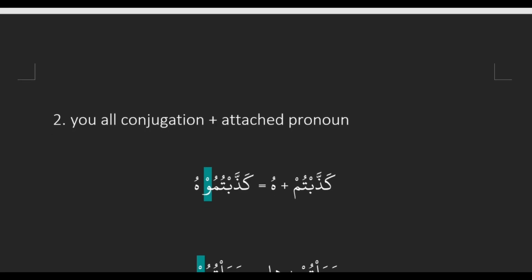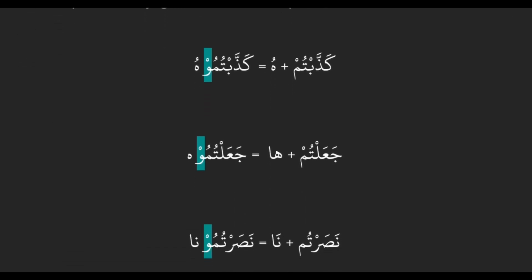Rule number 2. The you-all conjugation plus an attached pronoun. How do you say you-all in Arabic? Entum. So what was the conjugation for entum? Tum. It was one of those rhyming ones. So let's look at an example here. We have kadhabtum, that's our you-all conjugation. We want to attach the pronoun hu. We end up saying kadhabtumuhu.